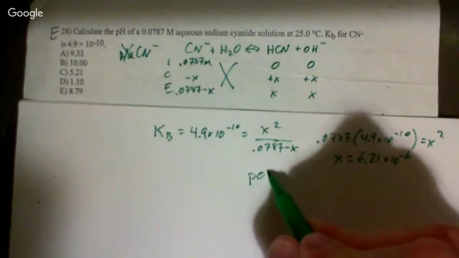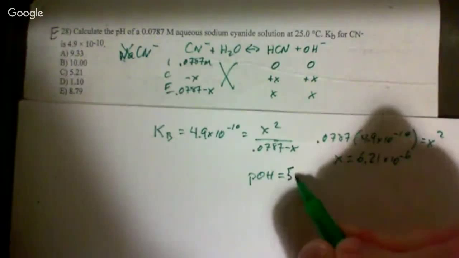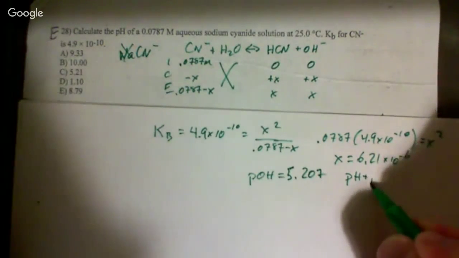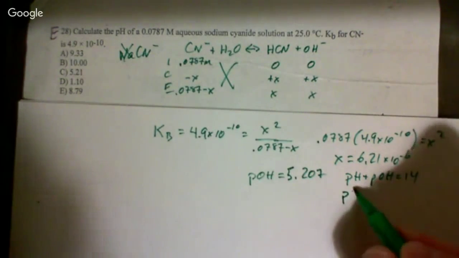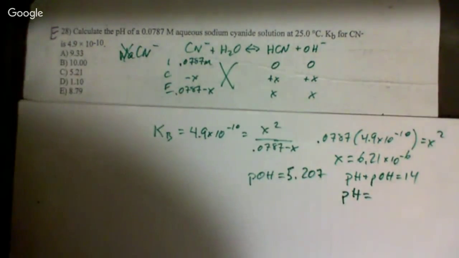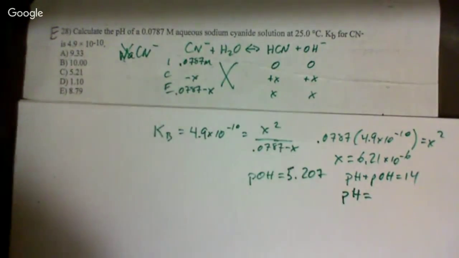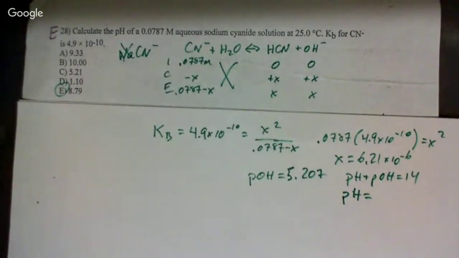So I'm going to go ahead and get a POH and then just do a quick conversion to that. Negative log. I'm getting a POH of about 5.207. So pH plus POH equals 14. And so at the end of all of this, we're getting a delightful pH here of about 8.79. And that answer is E.